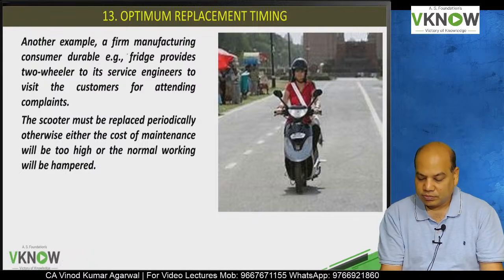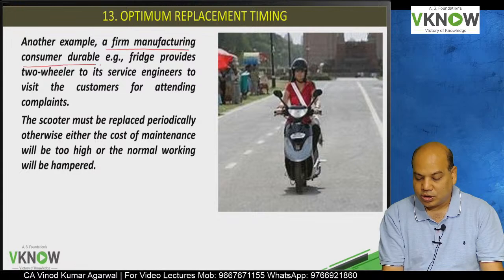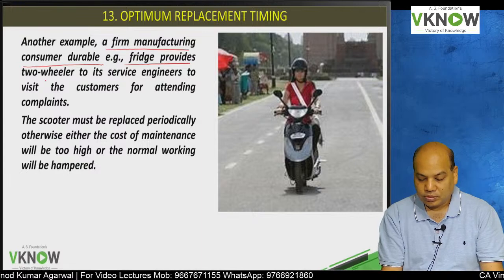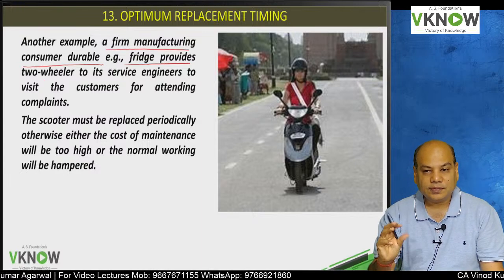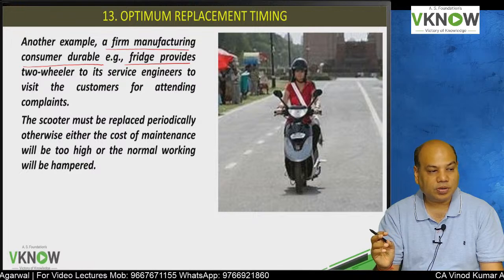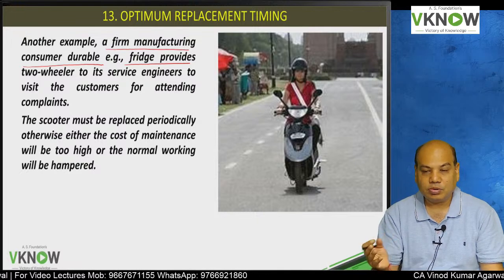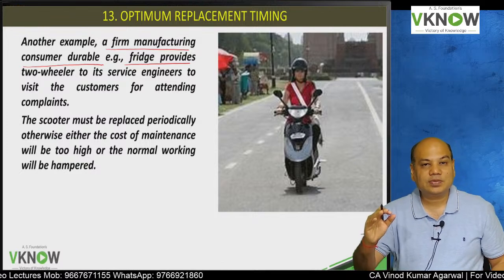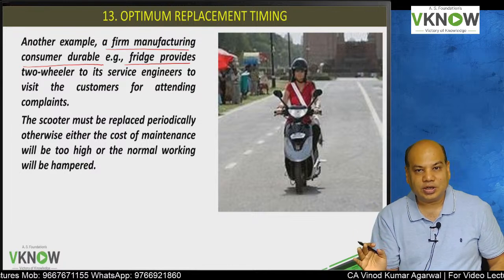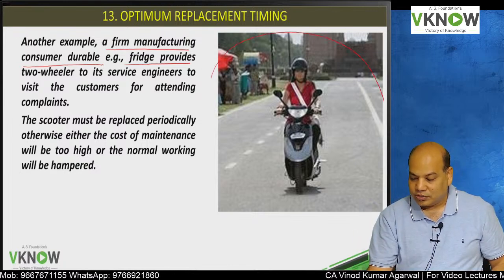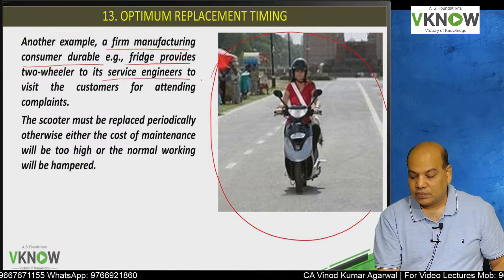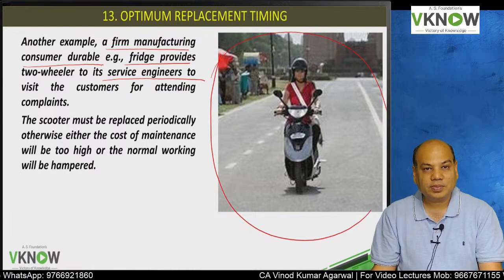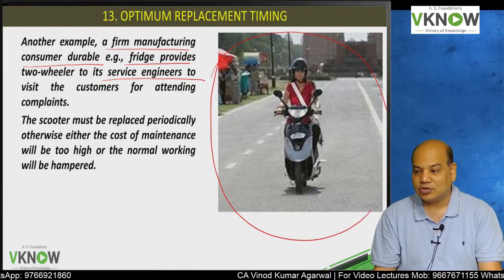One more example, a firm manufacturing consumer durables like fridge, washing machine. Sometimes the fridge will have a problem, the washing machine will have a problem, the microwave oven will have a problem. The customer will call the customer care center. They will say, we are sending one engineer immediately. They have got several service engineers on their payroll, and they have to be given a bike so that he can reach the customer place as early as possible.